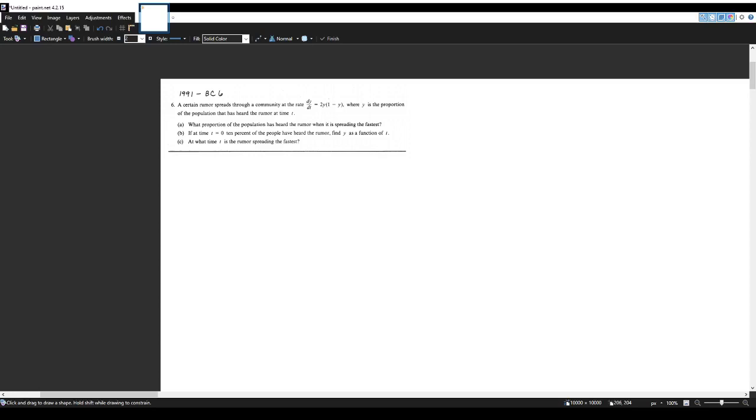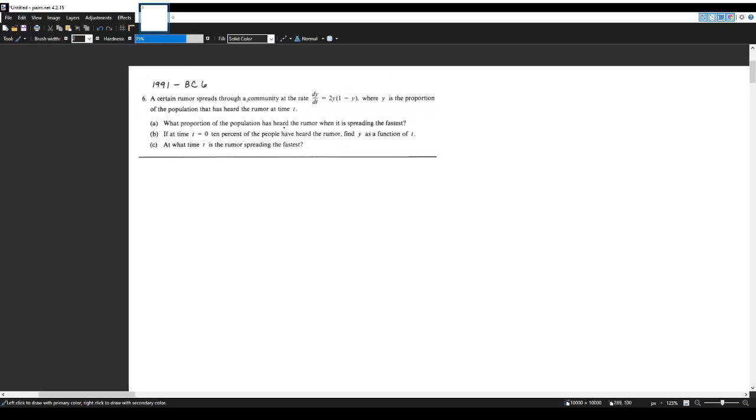Today we have a problem from my homework. This problem was a past AP Calculus BC test problem. Looks like it was the 1991 BC problem number 6.